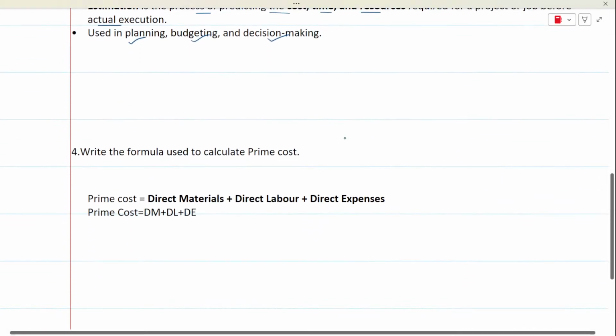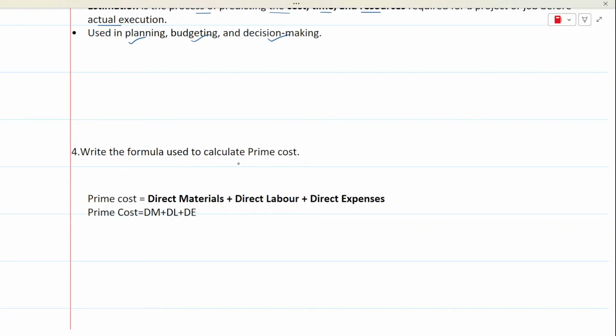Moving to next question. Write the formula used to calculate the prime cost. Prime cost is the summation of direct materials, direct labor, direct expenses. So it can be abbreviated as prime cost is equal to DM plus DL plus DE. DM stands for direct materials, DL stands for direct labor, and DE stands for direct expenses.